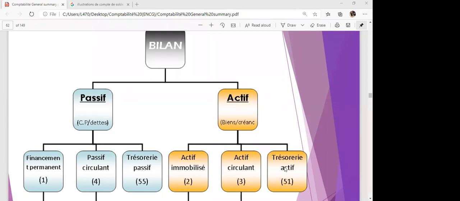Then we have trésorerie active. This one comprises of money, monetary, small money. Money in short, the methods of payment you use, how you keep your money. It comprises of bank and cash. Those are the two main figures in the trésorerie active. So I repeat, actif immobilisé, these are fixed assets, vehicles, buildings, et cetera. Actif circulant, these are current assets, goods, things bought for the purpose of resale. Trésorerie active, these are methods by which you keep your money.